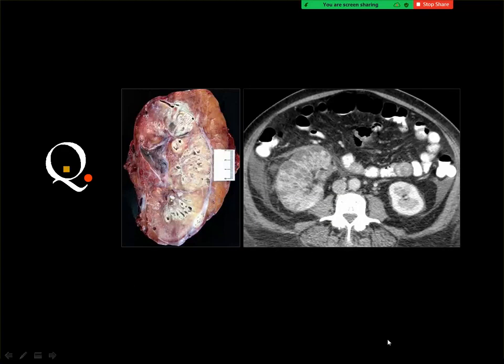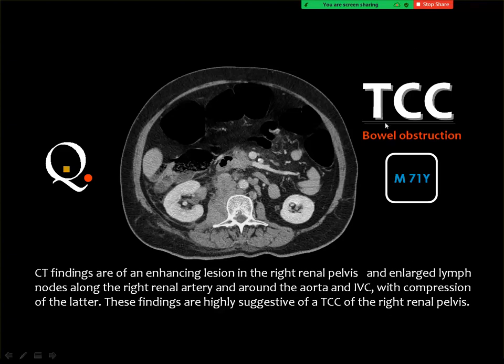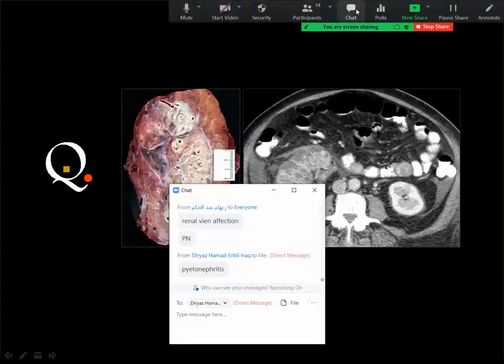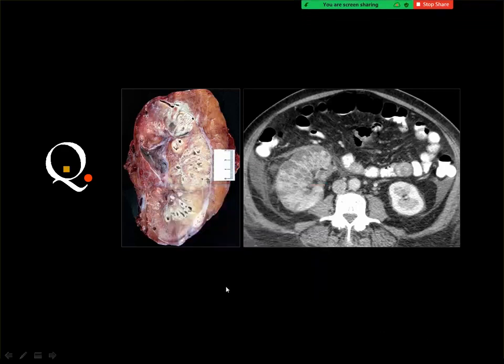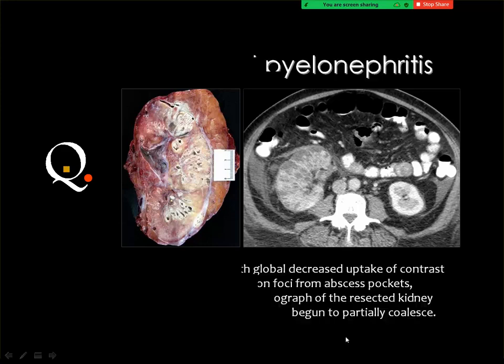Next case. Pyelonephritis, yes. This is acute. You have to say that this is acute pyelonephritis, because in chronic pyelonephritis, the kidney is small in size, with scarring of the renal parenchyma and distortion of the calyces. But in the acute case, the kidney is swollen and has poor function. You may get a striated nephrogram, and you can also see extensive stranding of the perinephric fat.